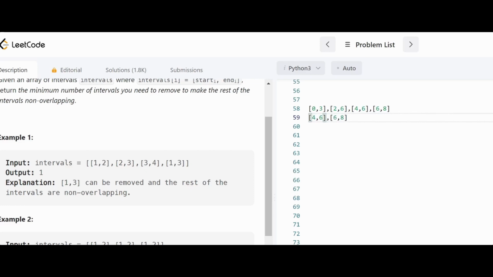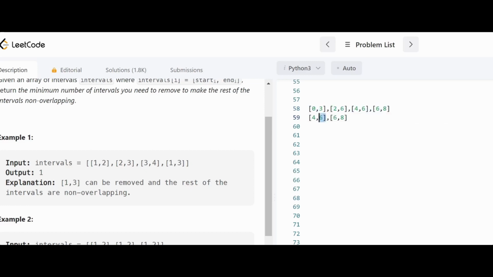Now, 4 6 and 6 8 are non-overlapping because they are not overlapping each other. The end time of one interval can be equal to the start time of another interval. This doesn't mean that they're overlapping. This means that they're two separate entities. So this is a non-overlapping case. Over here, we had to remove two intervals to make this a non-overlapping list. But let's take another case.